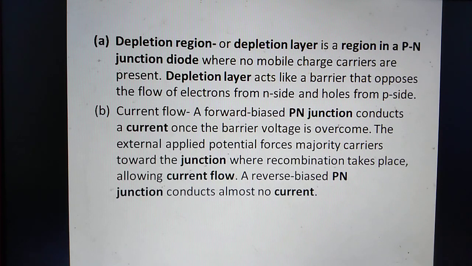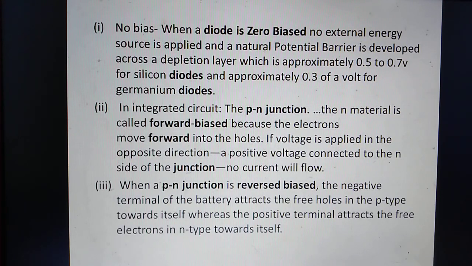A forward bias p-n junction conducts a current once the barrier voltage is overcome. The external applied potential forces majority carriers toward the junction where recombination takes place, allowing current flow. A reverse bias p-n junction conducts almost no current. No bias. When a diode is zero bias, no external energy source is applied, and a natural potential barrier is developed across the depletion layer, which is approximately 0.5 to 0.7 volts for silicon diodes and approximately 0.3 of a volt for germanium diodes.